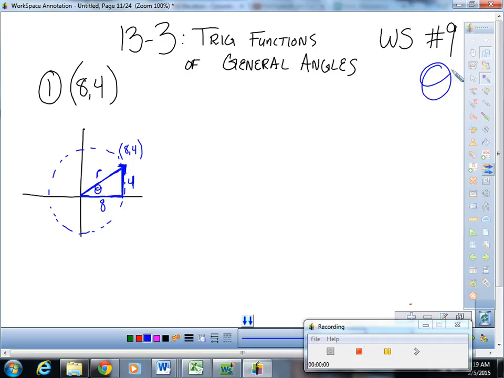All right. So what it says is find the exact values of the 6 trig functions. The 6 trig functions are sine. So write sine of theta equals, cosine of theta equals, tangent of theta equals, and then cosecant, secant, and cotangent.